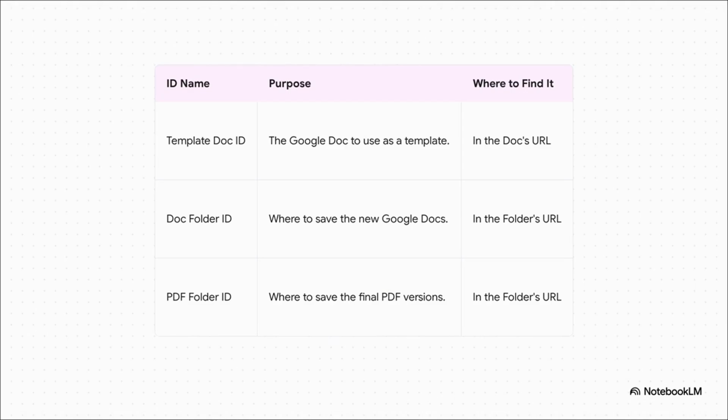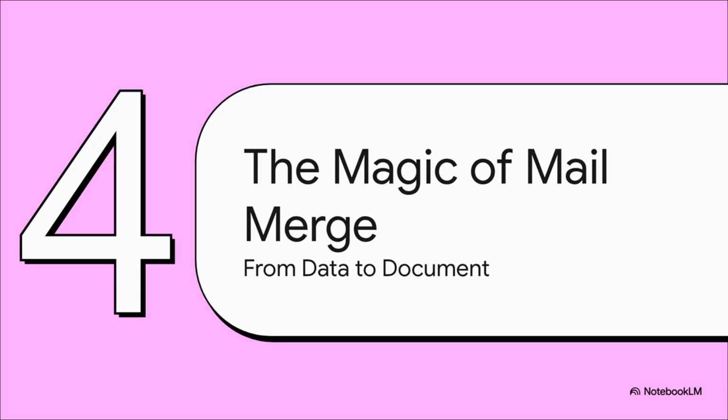What's so great about this is how ridiculously simple the setup is. This script only needs 3 IDs to do its job. You just go to your template doc, copy that unique ID from the URL, do the same for your 2 destination folders, and then you just paste them into the script. That's it. Configuration done.